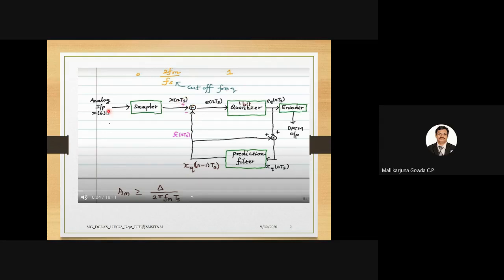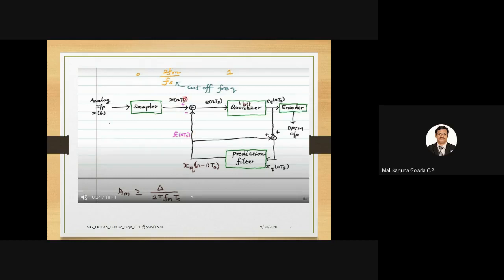The analog input samples are compared with the predicted value. This is my staircase waveform, that is the approximated value of the analog input signal. So the difference is E of nTs, which is equal to X of nTs minus X hat of nTs. Please write that down.